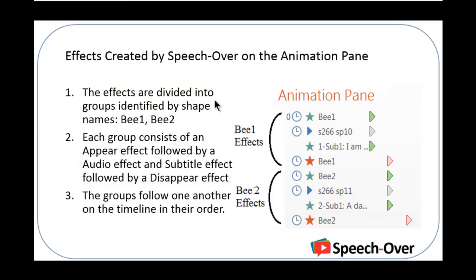Let's look more closely at the effects we've created by SpeechOver on the animation pane. Effects are divided into groups identified by the shape names B1, B2, the B1 effects, B2 effects. Each group consists of an appear effect, followed by an audio effect, subtitle effect, and a disappear effect. And the groups follow each other on the timeline in their order. This one follows this one, etc.